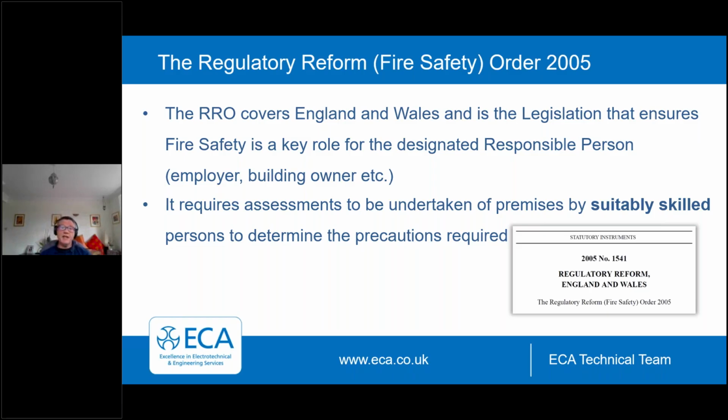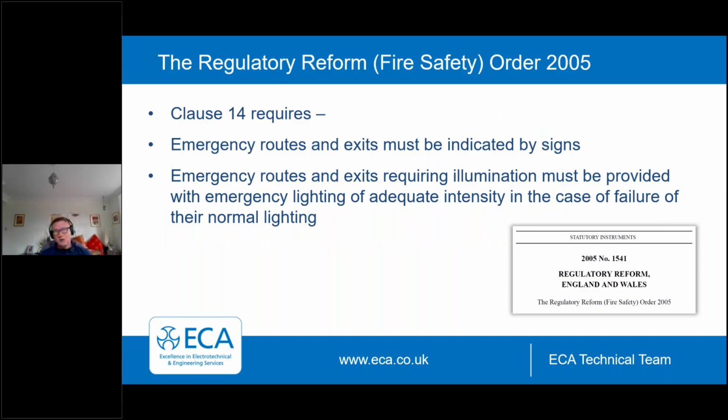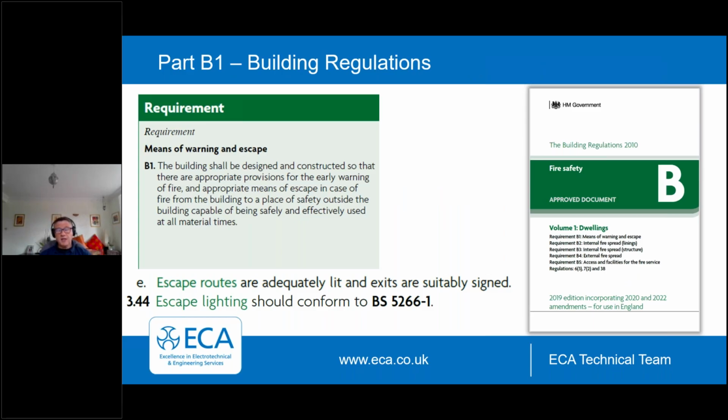And within that, it's specifically clause 14 that requires emergency routes and exits to be identified by signs, and they require illumination. So that is legislation. We also have approved document B, which is specifically relating to fire safety, and underneath there at the bottom of the slide, you can see that it covers emergency lighting, and it tells us that escape routes ought to be adequately lit and signs provided, and escape lighting should conform to BS 5266.